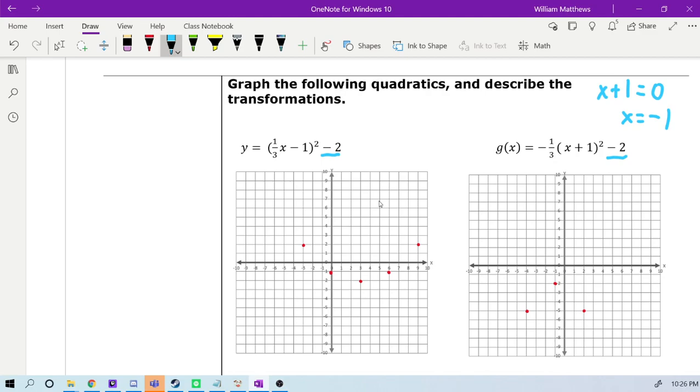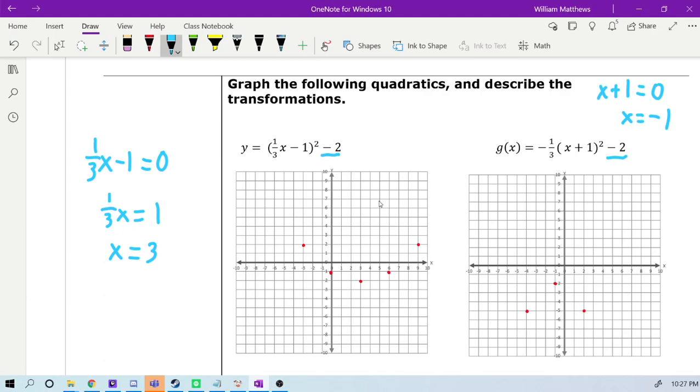We can't do it as simple as that on the other problem because it has a horizontal compression. So when I set this to equal 0, I still have an extra step afterwards. I would add 1 to both sides, giving me 1/3 x equals 1. And then I get rid of the 1/3 by multiplying by its reciprocal. In this case, multiplying both sides by 3, I am given x equals 3.